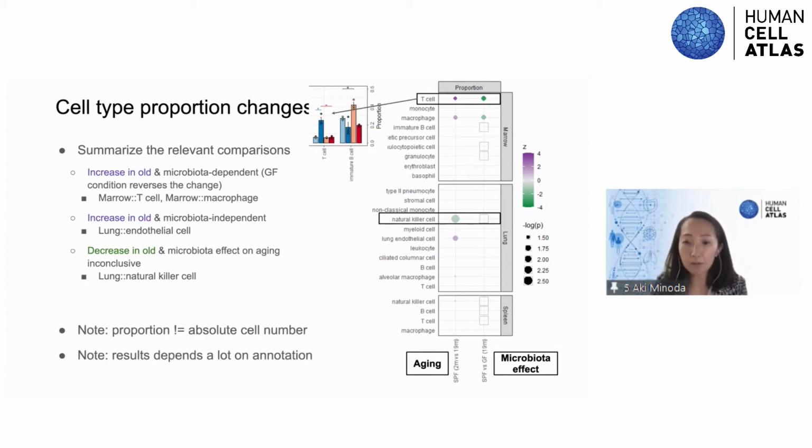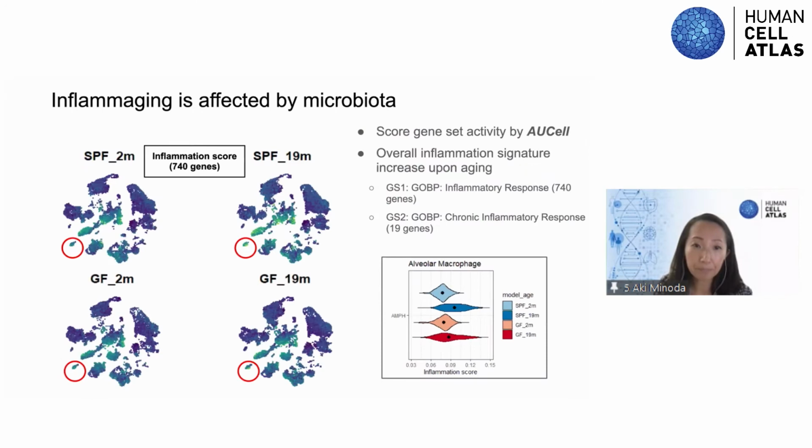I think many of you are probably aware that this analysis is of proportion and is not the absolute cell number, which may also change. And we're really working hard on getting the annotation right, because obviously the biology and the interpretation can change greatly if we get the annotations wrong.